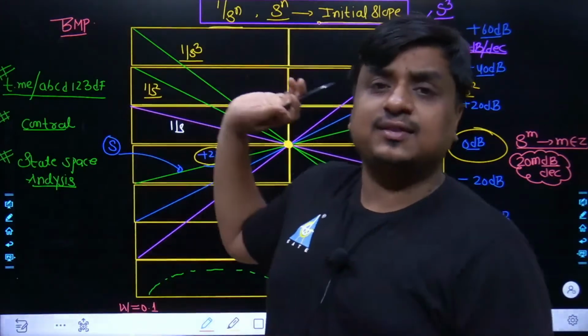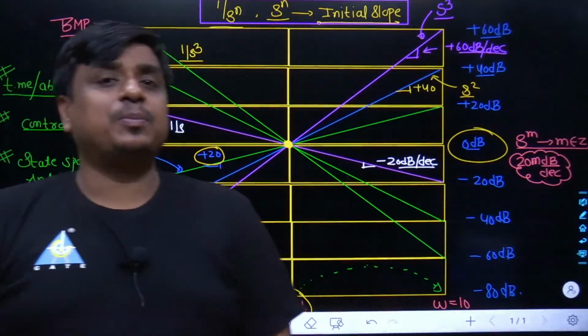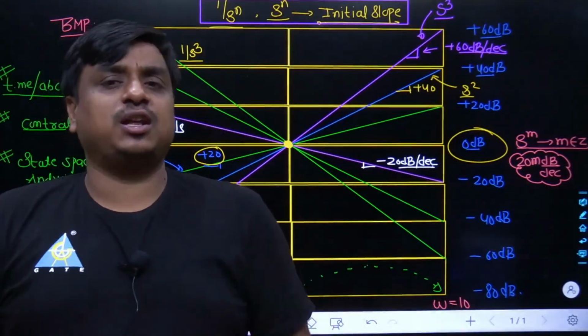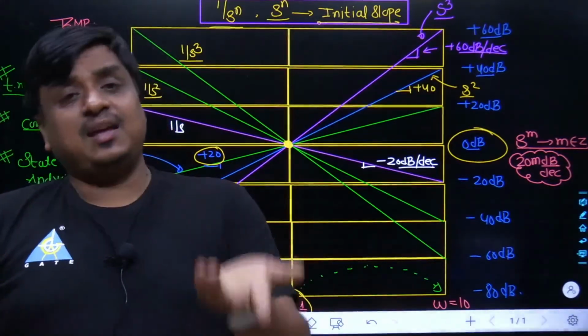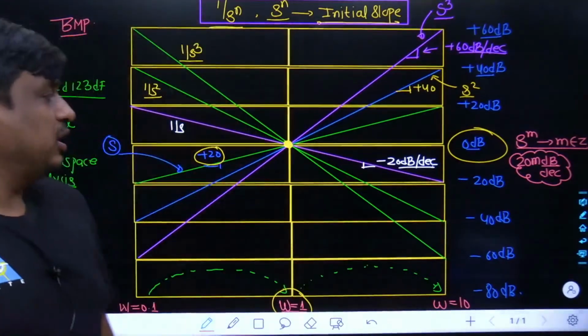In general, I can say 1 upon s is minus 20, 1 upon s square is minus 40. So in general, s to the power of m gives a slope equal to 20m dB per decade. If m is plus 1, it's plus 20, m is plus 2, it's plus 40, m is plus 3, it's plus 60, m is minus 1, minus 20, m is minus 2, minus 40, and so on and so forth.